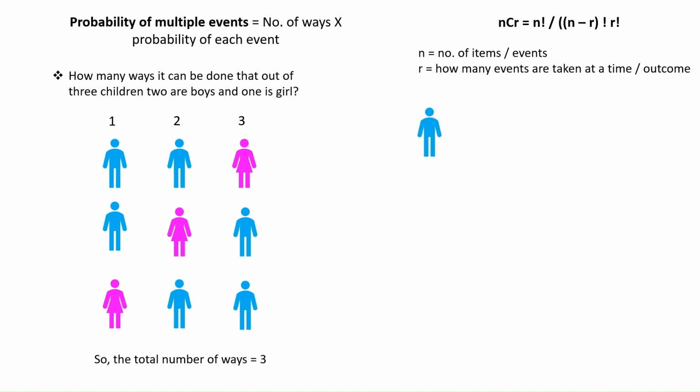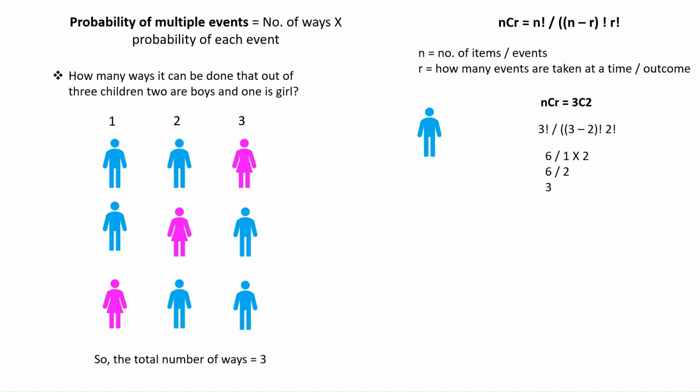So now let's calculate again with the help of the formula to see whether it matches our chart. For the boys, nCr will be 3C2. Why 3? Because the total number of events is 3 children. Why 2? Because we want 2 boys. So for 3C2, it will be 3 factorial divided by (3 minus 2) factorial into 2 factorial.